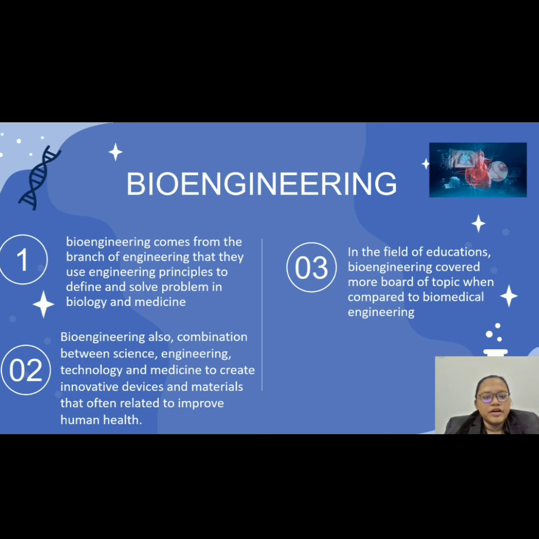Bioengineering comes from the branch of engineering that uses engineering principles to define and solve problems in biology and medicine. Bioengineering is also a combination of science, engineering, technology, and medicine to create innovative devices and materials that are often related to improving human health. In the field of education, bioengineering covers a broader range of topics when compared to biomedical engineering.